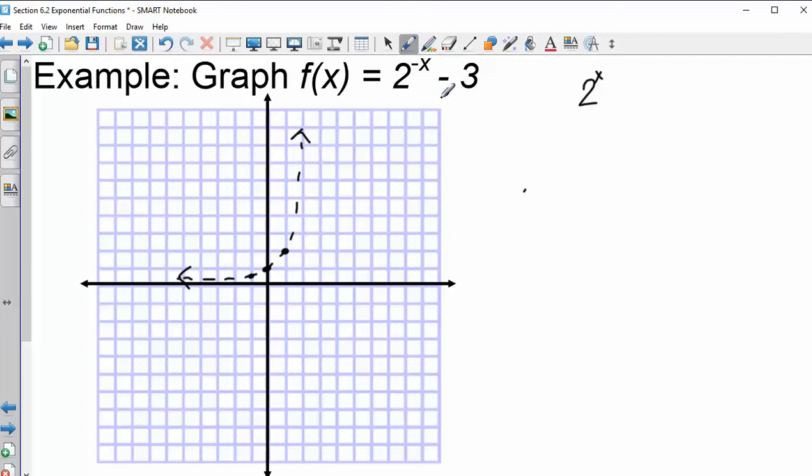And then we have to look at our transformations. The -3 would move the whole graph down 3. If there is a negative on the x, it makes all of your x's negative, so that will flip it over the y-axis. Because we moved up or down, that moves our horizontal asymptote, so it was at 0, now it's going to go to -3.